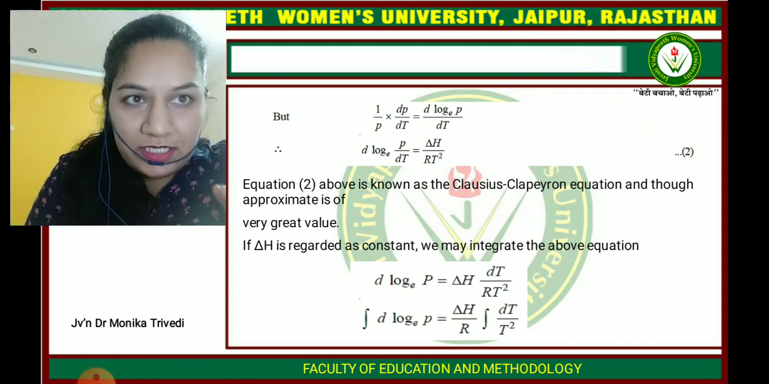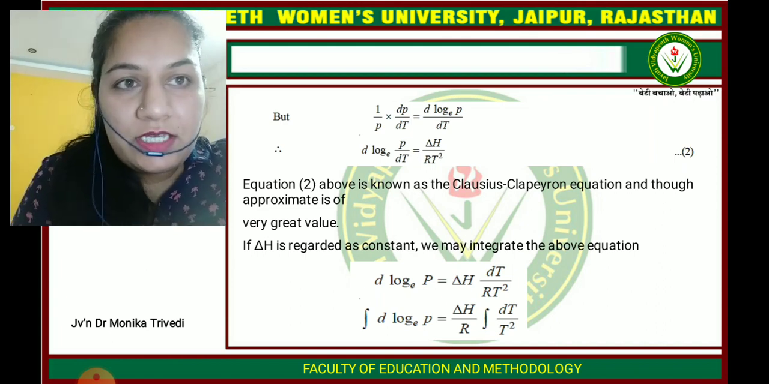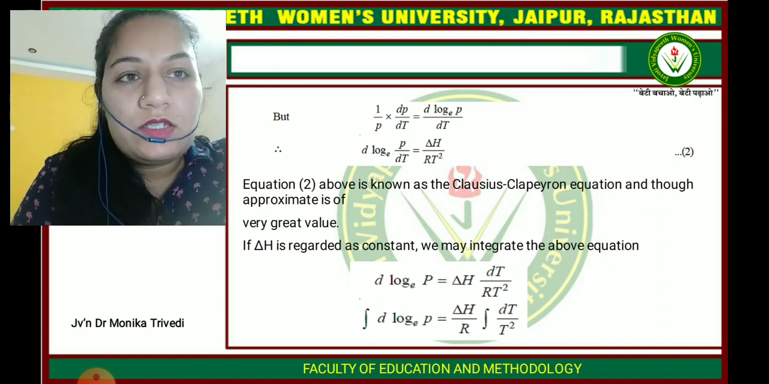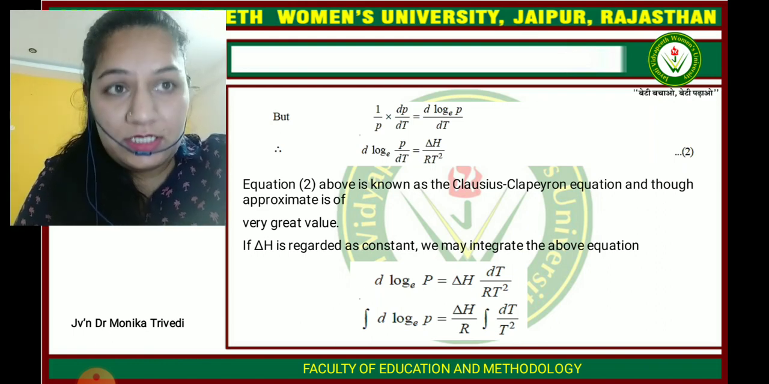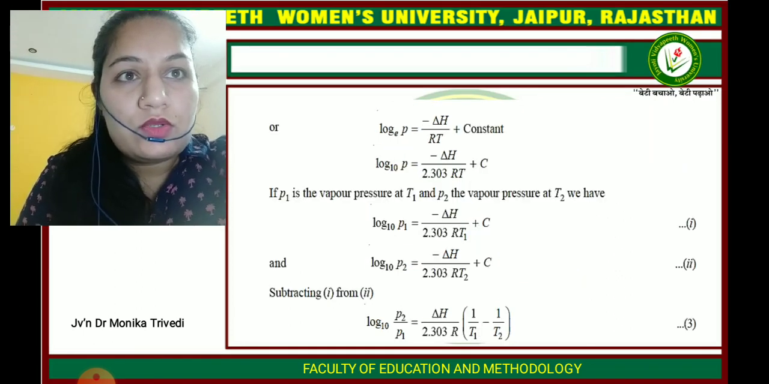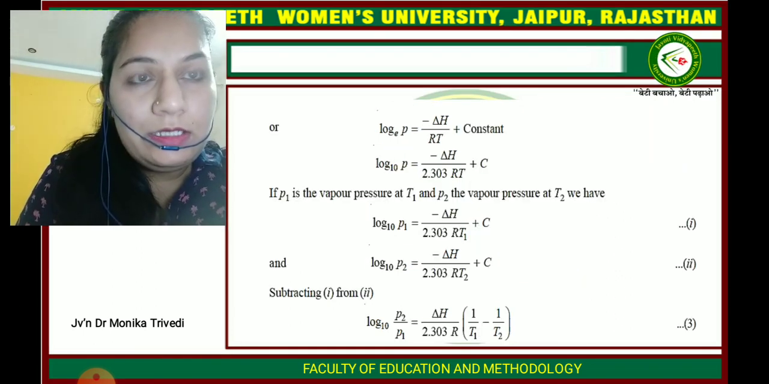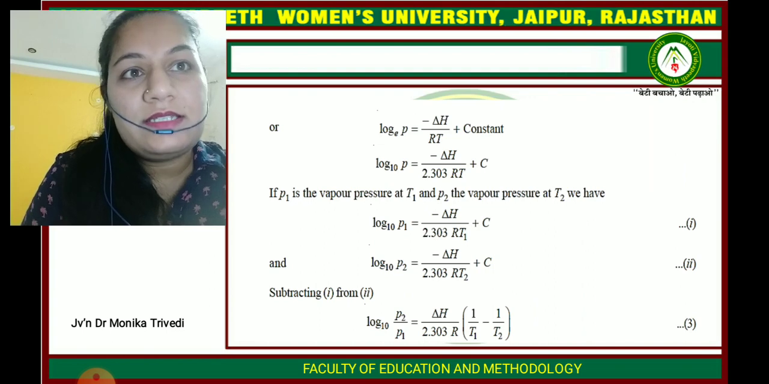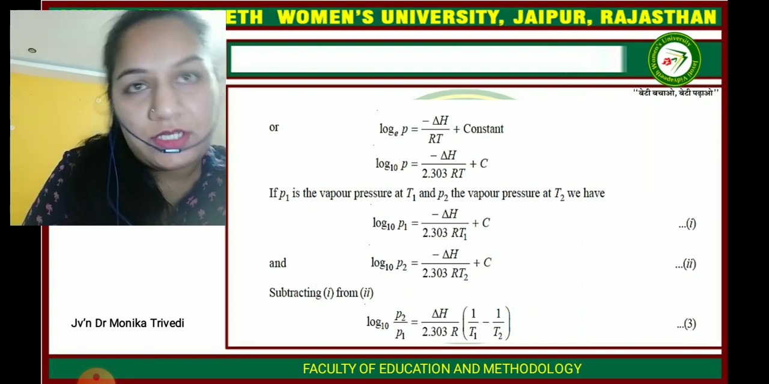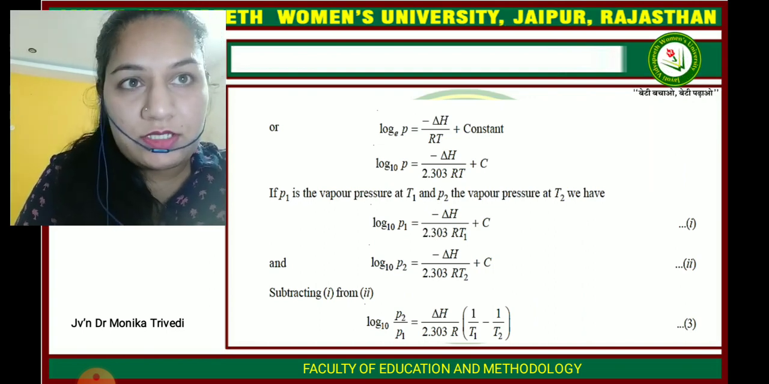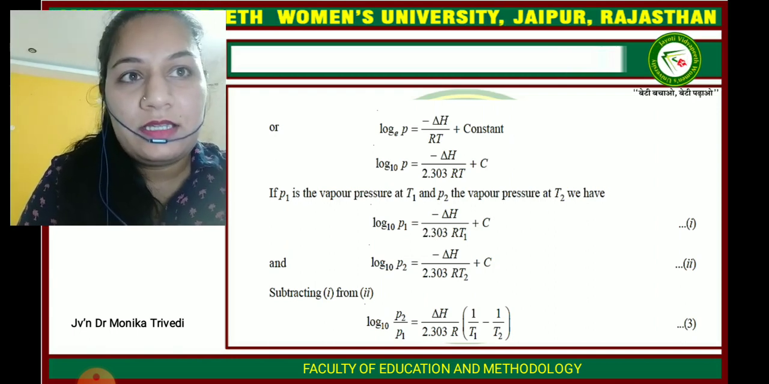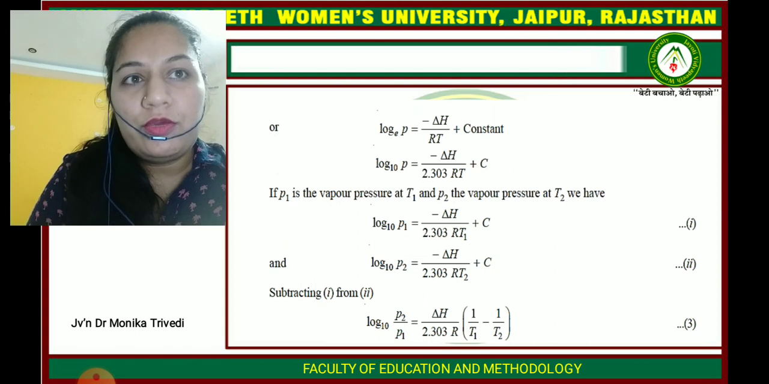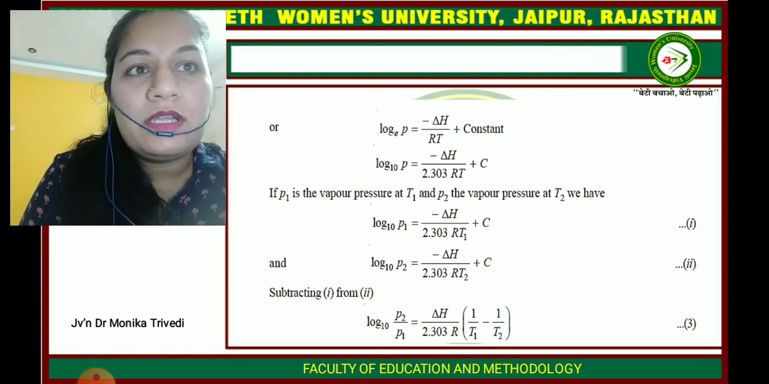If we integrate this equation, d log e P equals del H by R times the integral of dT by T square. So we get log e P equals minus del H by RT plus constant, where C is the integration constant. So log 10 P equals minus del H by 2.303 RT plus C.